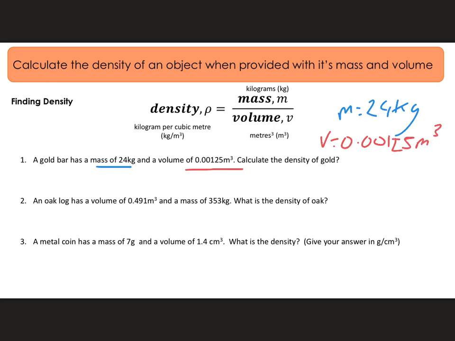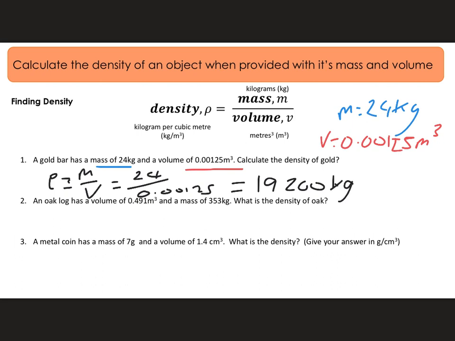We're then going to write down the equation. So here, our density rho is equal to mass over volume. I'm just going to put those numbers in. So you get 24 over 0.00125. We can now put those numbers into our calculator and we can then find an answer. So substituting those numbers into our calculator, we get an answer of 19,200, and that will be in kilograms per meter cubed.